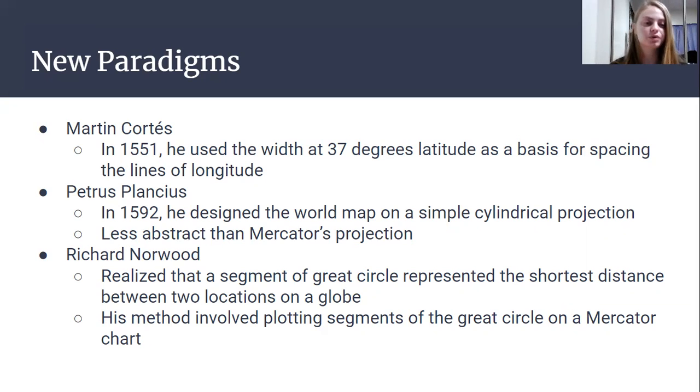And then we have Richard Norwood. We already talked about him a couple slides back, but he's here again because he realized that a segment of a great circle represented the shortest distance between two locations on a globe. We actually talked about this a little bit in class. Dr. Ryan showed us a picture that if we have a segment of a great circle, we can use that to find the shortest distance between two locations on a globe. And Norwood's method involved plotting segments of the great circle on a Mercator chart and approximating it by a succession of short rhumb lines. So this technique was incorporated.